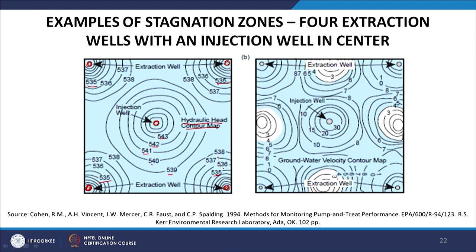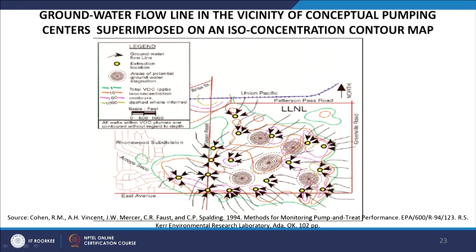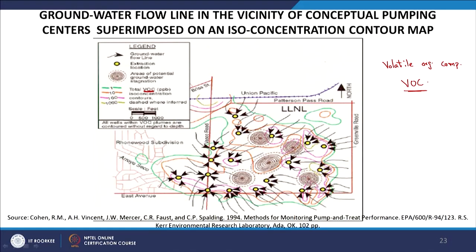Typically, looking at the heads and the groundwater velocities or the contour maps will let you know where to place the injection wells and the extraction wells. Here we have an actual scenario contaminated by volatile organic compounds, not carbon, pardon me, which we refer to as VOCs, toxic and sometimes carcinogenic too, depending upon the type of compound. Here we have 3 or 4 cases we need to look at before we understand the figure.